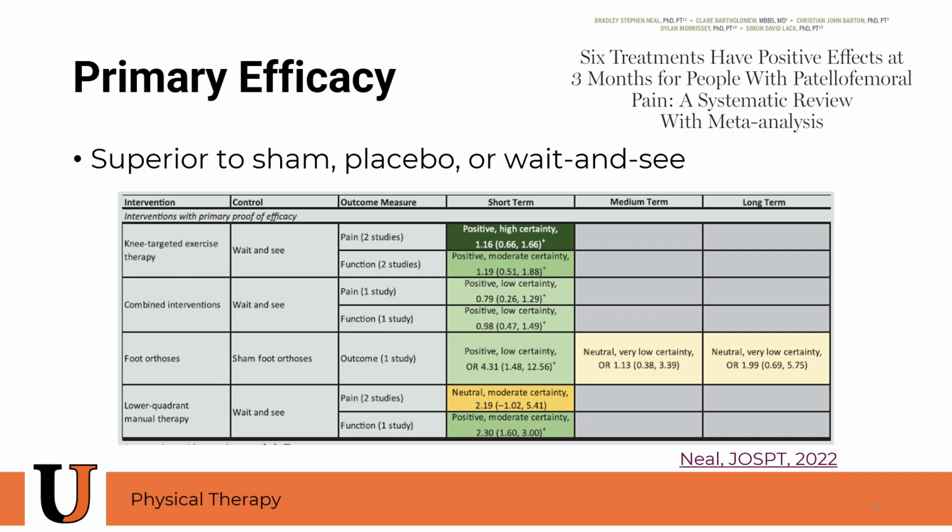You can see here there's only one study that looked at medium-term and long-term outcomes. That was the foot orthoses, and there wasn't any certainty that it led to superior outcomes. So it would be interesting to see these other categories, whether they had medium and long-term outcomes. But as of right now, based on the information we have, for short-term outcomes, these interventions outperform placebo, sham, or wait and see. I also do think that it's interesting that the foot orthoses did not lead to medium and long-term differences, and I wonder what the reasoning behind that would be.